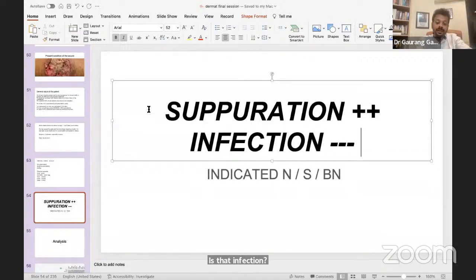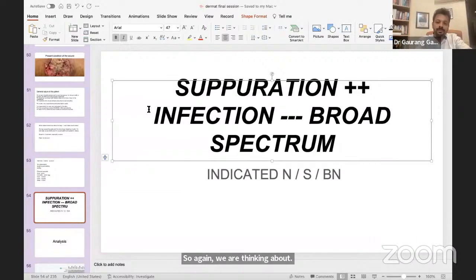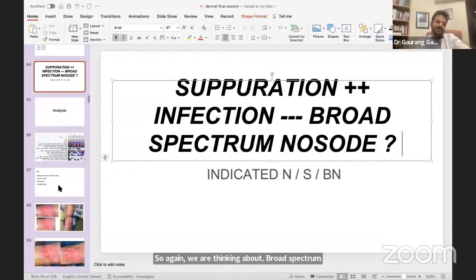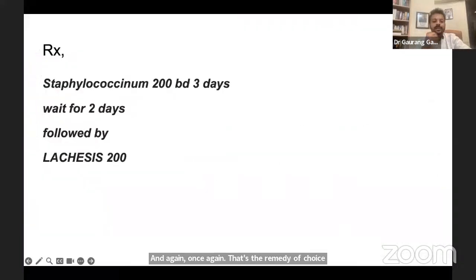So again, we are thinking about a broad-spectrum nosode. And once again, the remedy of choice for me is Staphylococcinum 200, two times a day for 3 days. This will open the block for me. Wait for 2 days for the layers to heal, followed by Lachesis 200.